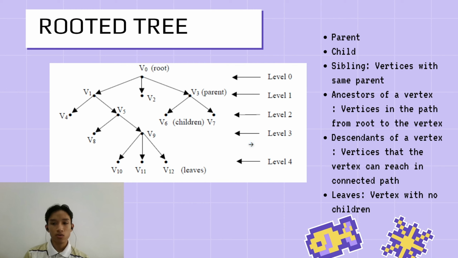And then we have leaf, which is a vertex with no children. So for example here, vertex 2, vertex 4, 8, 6, 7, 10, 11 and 12 is what we call a leaf.